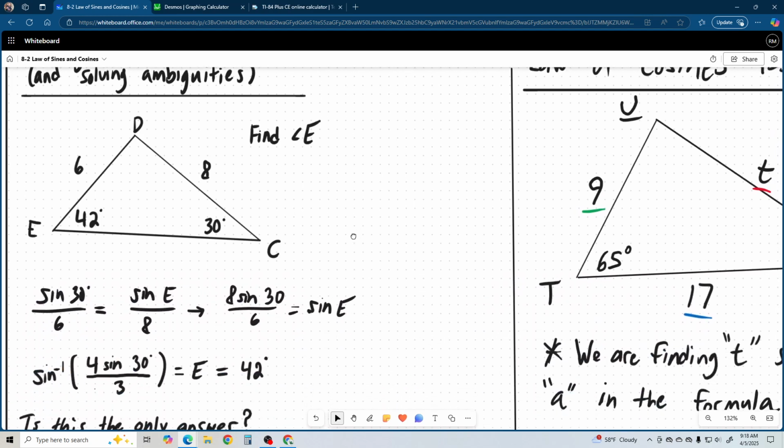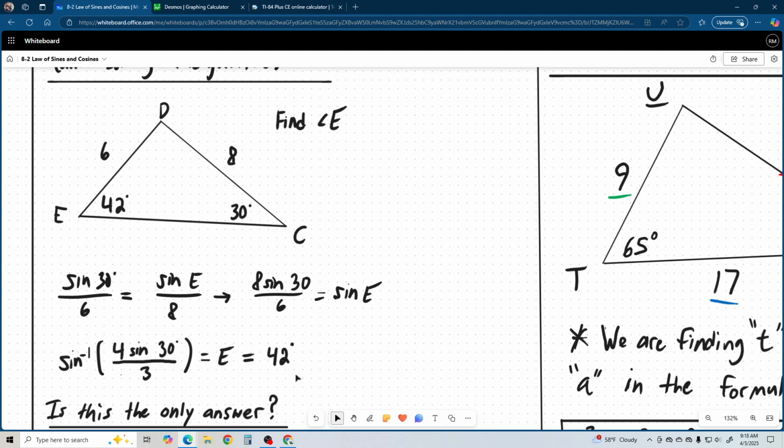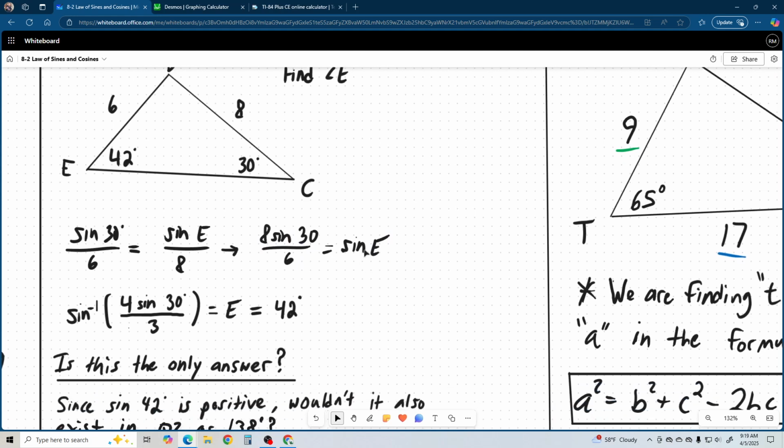All right, so let's just go over it real quick. I did the math kind of quickly, but I can walk you through this a little bit. This involves taking the inverse sine, so hopefully you got this. If not, no big deal. So we set this up as sine of 30 over 6 equals sine of E over 8, because we didn't know this at the time. And then we cross multiply, so we get 8 times sine of 30 equals 6 sine of E. Because we have 6 sine of E and we're trying to solve for E, we're going to have to divide by 6. So I did this in one step: 8 times sine of 30 over 6 equals the sine of E. Now we still need to get E by itself.